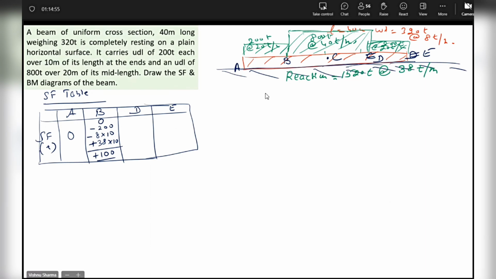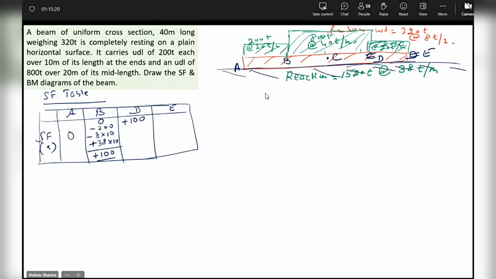Anybody having any question in the mind? By now, you should be on top of how to get the SF of a beam. I carry forward this plus 100, and then I look at the diagram. What are the changes taking place from B to D? There was no need to divide any cell because there are no point forces involved in this question. I'm sure you understand that.